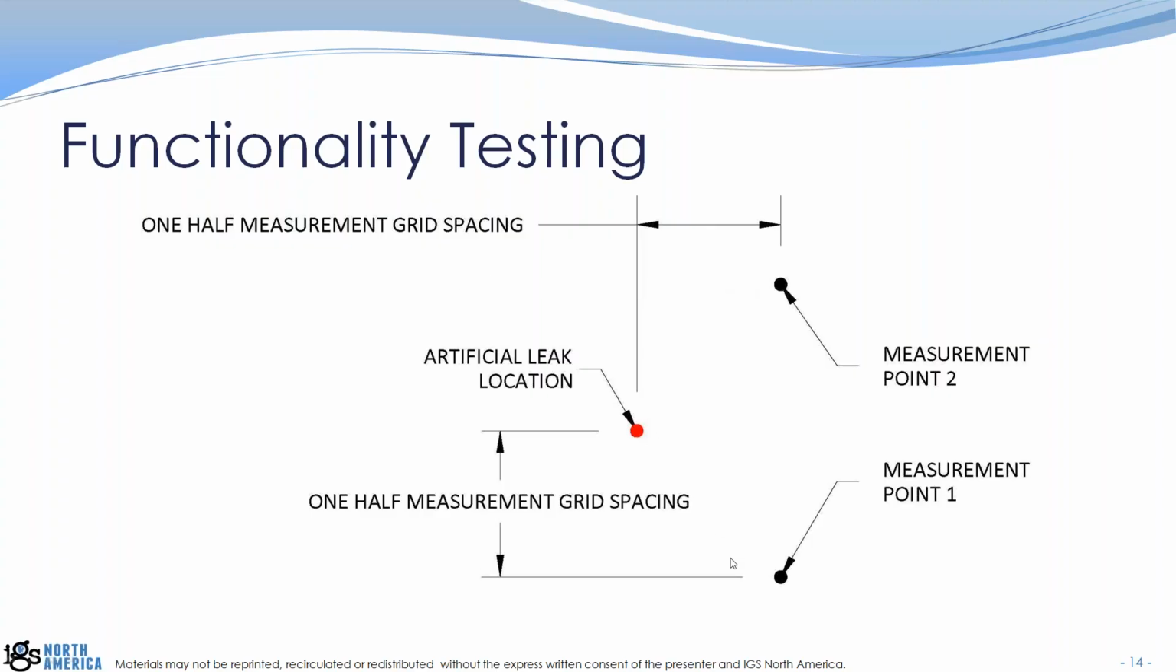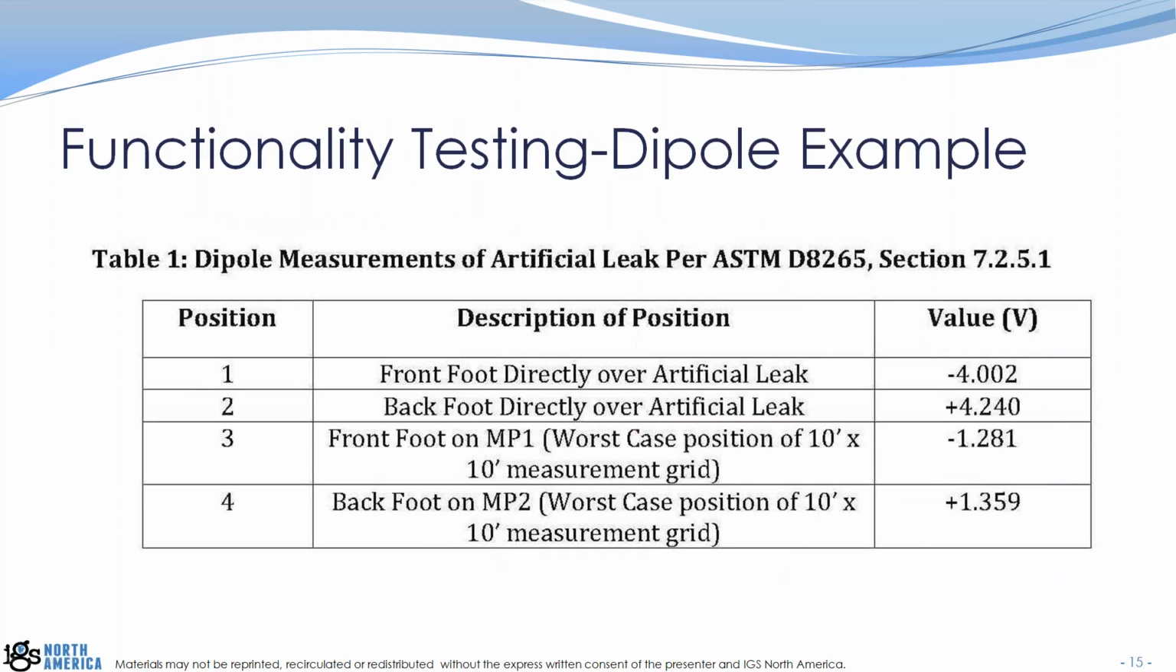So the worst case scenario would be, I'll just refer to a dipole because that's what I use, when the front foot is on this measurement point 1, and then the back foot is on measurement point 2. Best case scenario is the front foot directly on the artificial leak and the back foot directly on the artificial leak. So you come up with this table of front foot directly over the AL, back foot directly over the AL, and then front foot on MP1, back foot on MP2.